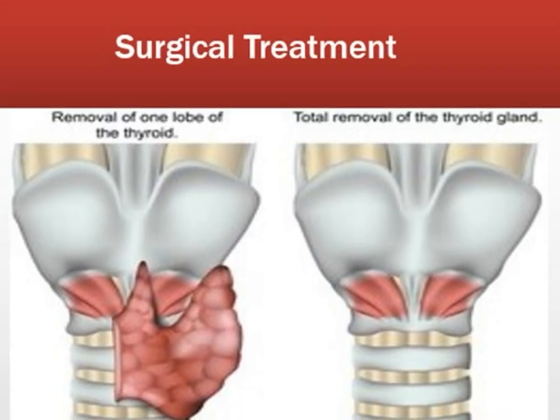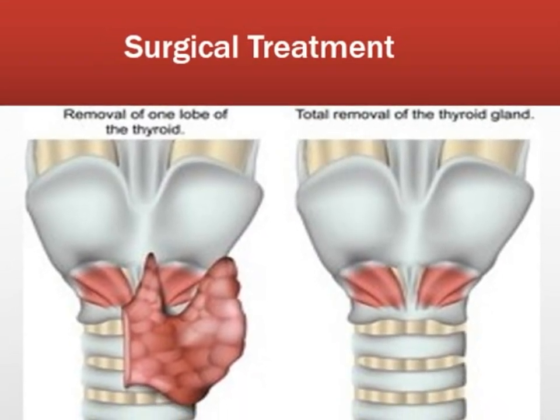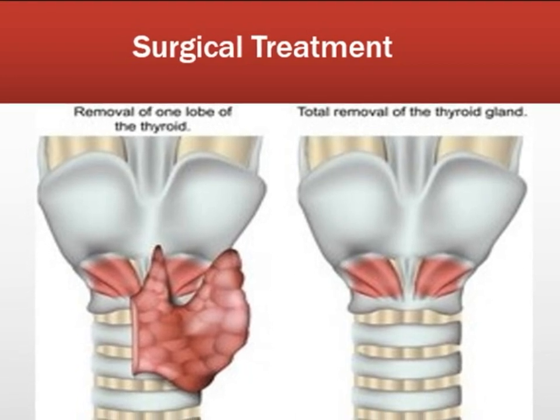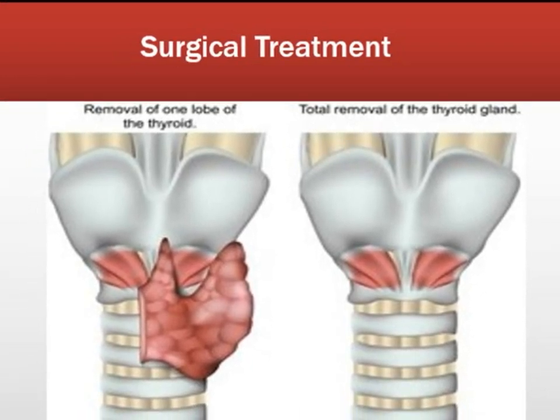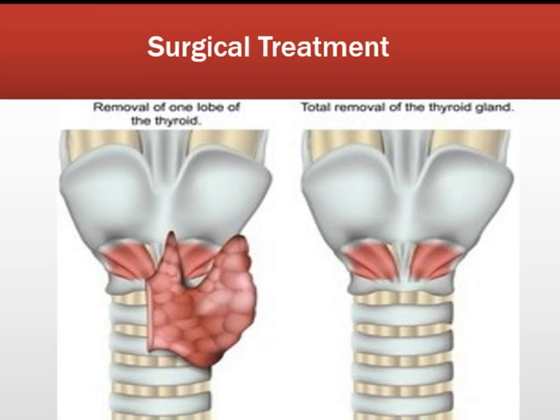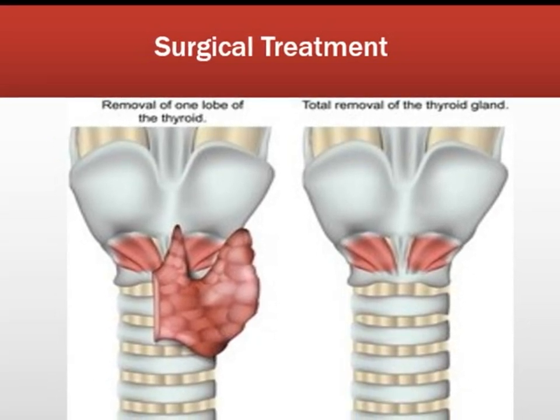Surgical treatment for Graves' disease is a thyroidectomy, which can be the partial or total removal of the thyroid gland as shown in the photograph. After thyroidectomy, thyroid hormones levels in the blood are maintained by administering synthetic thyroxine.